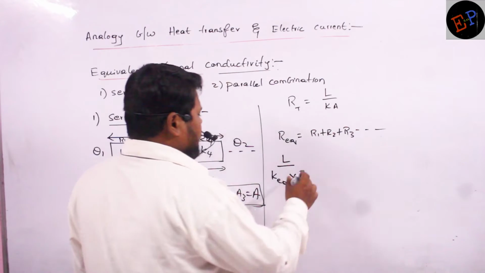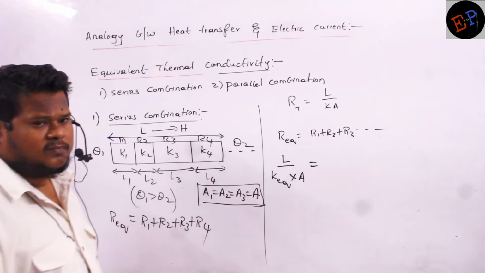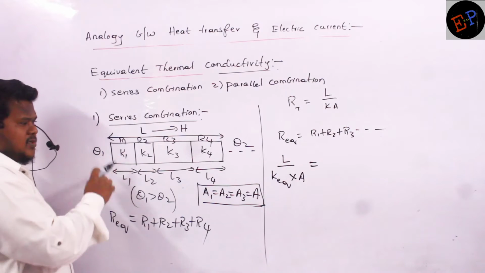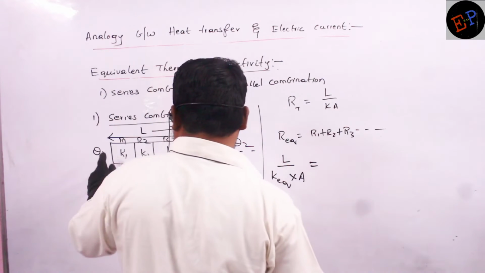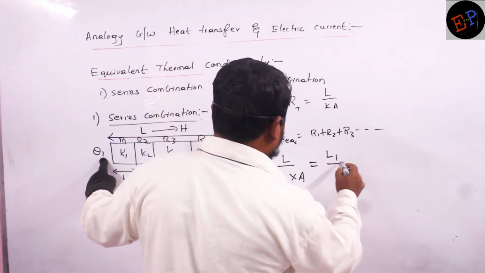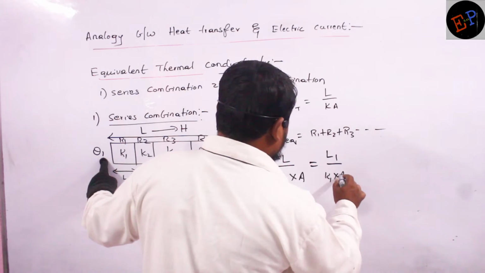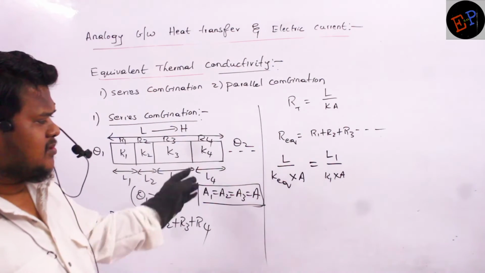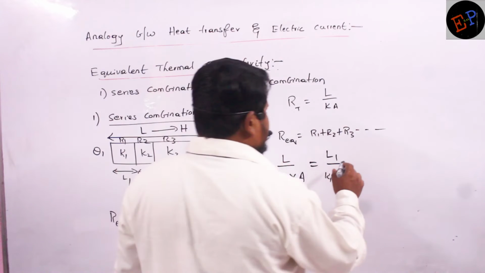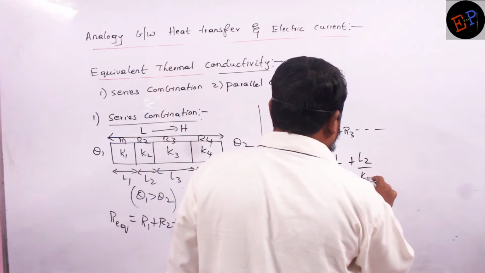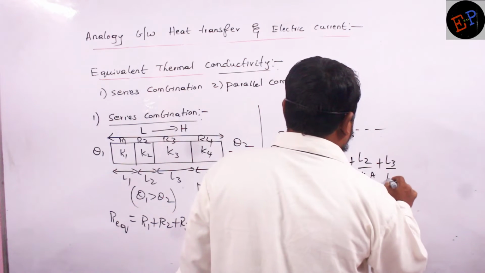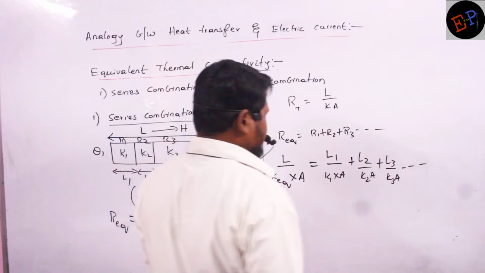Now R1, what is R1? Thermal resistance of the first rod. How can I write it? The length of the first rod is L1, divided by its K value, K1. The area of cross section remains A. So like this you can write all the values. Similarly I can write L2 divided by K2 into A plus L3 divided by K3 into A, and it goes on like this.